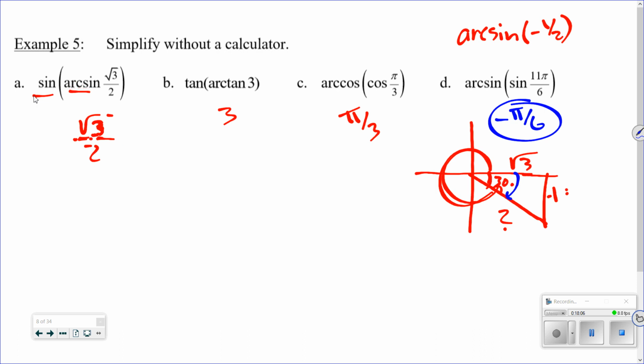So sometimes if your answer, right, 11 pi over 6, doesn't fit within your range of answers for arc sine or arc cosine or arc tangent, you just have to work it out. Just start with the inside, find out what it's equal to, and then do the outside afterwards.